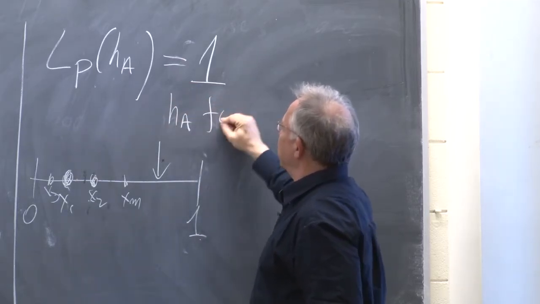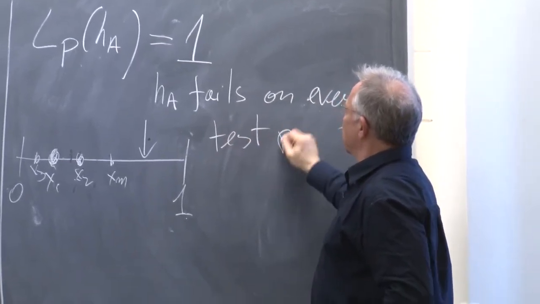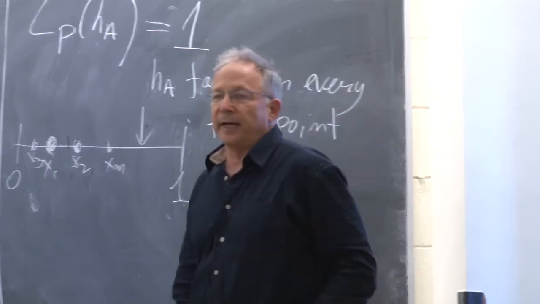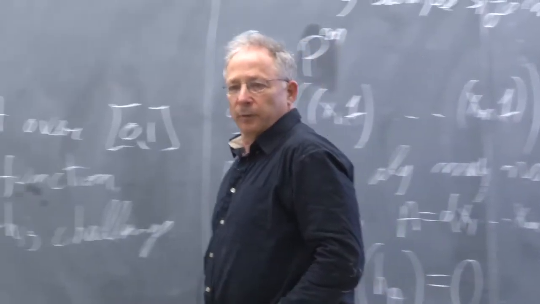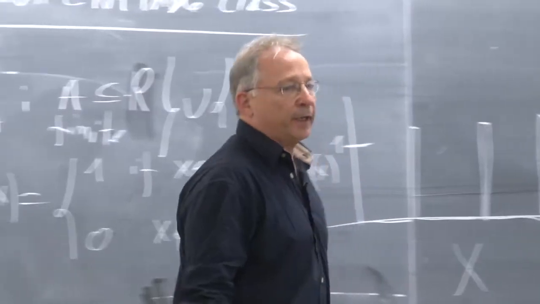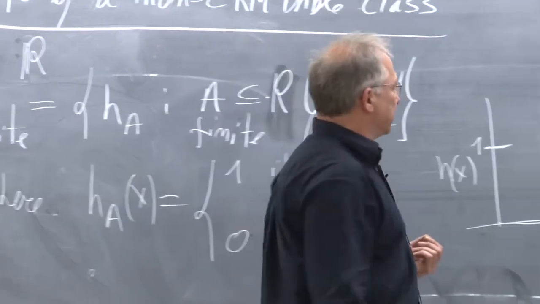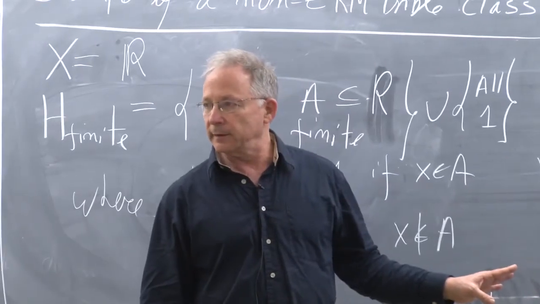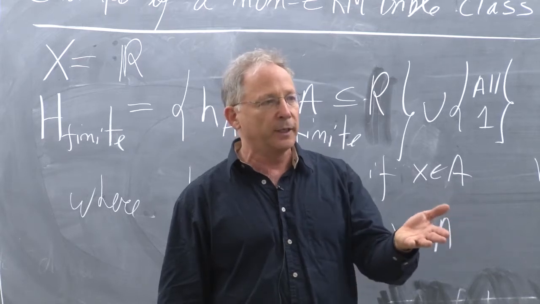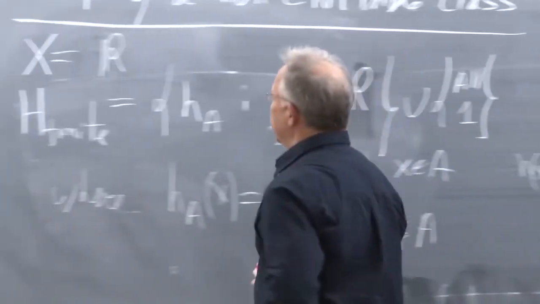HA fails on every test point X, which is not in A. And since A is finite, the probability that the next point will not be in A is 1. So we see here a dramatic failure of ERM on this class. So is it clear? The example, is the example clear? This is a very clear example of overfitting. My ERM algorithm picks something that was just tailored to the specific sample and doesn't tell me anything about the true distribution. Okay?